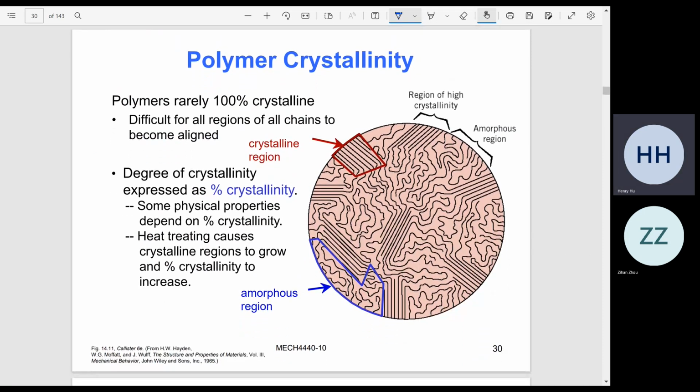Polymers are rarely 100% crystalline, since it's difficult for all regions and all chains to become alike. So it's expected that the degree of crystallinity varies, and some physical properties depend on the energy, such as heat treating, which causes crystalline growth.